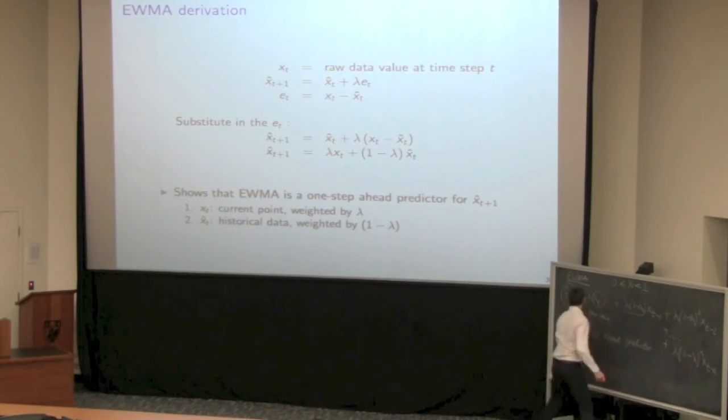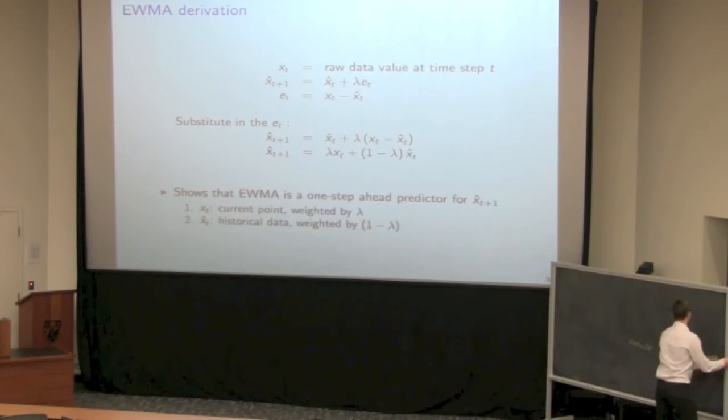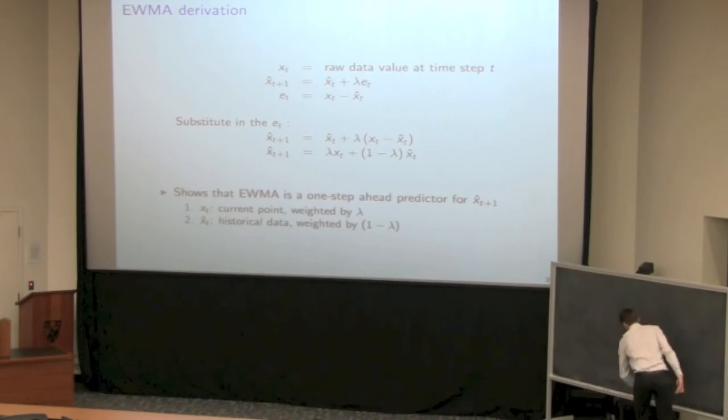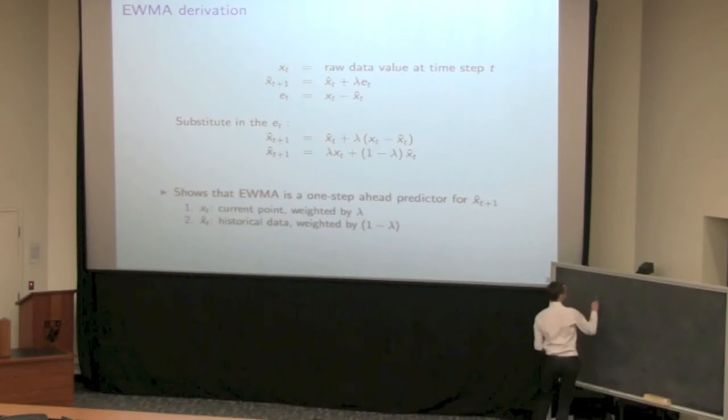That recursive formula that's written there has a really good interpretation as well that shows exactly what the EWMA chart is doing. Let's just write it out here.